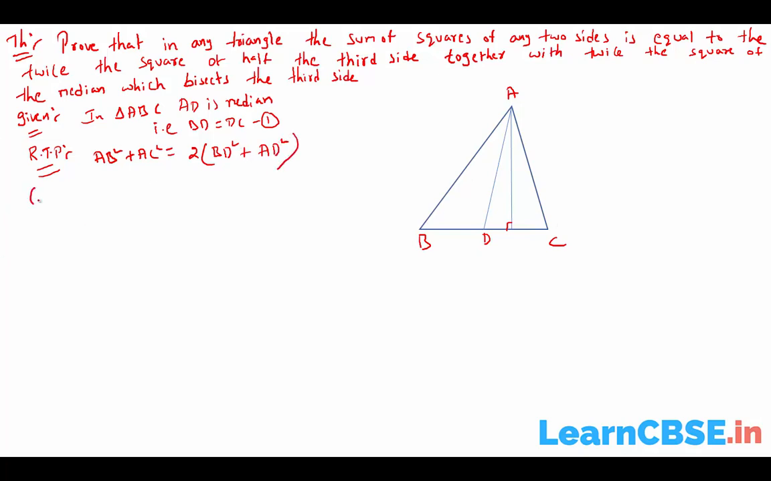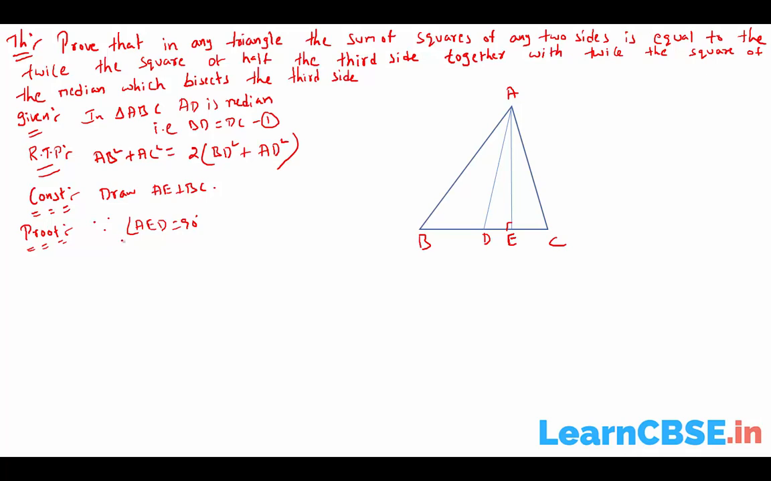Construction: draw AE perpendicular to BC. Now the proof. Since I drew AE perpendicular to BC, that means angle AED equals 90 degrees. Angle AED is obviously 90 degrees.